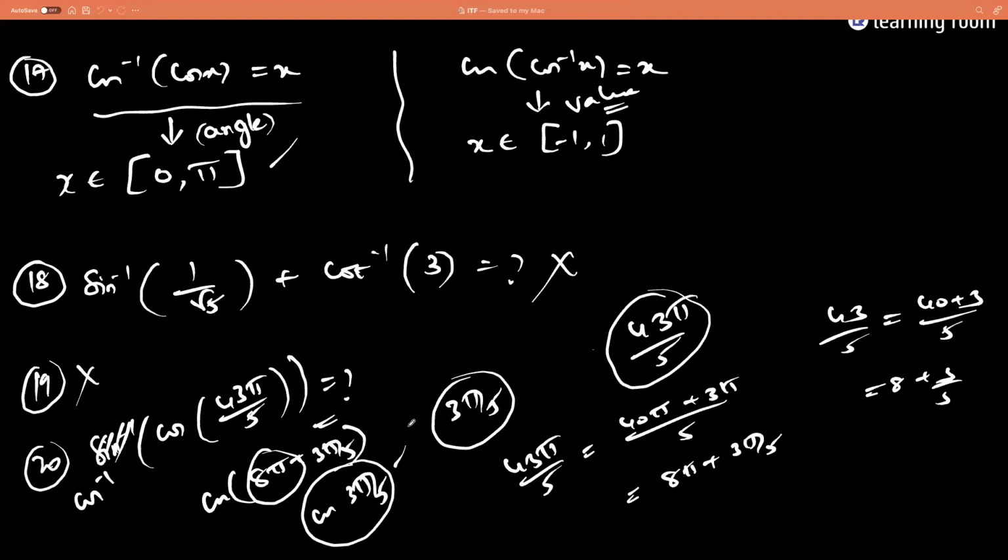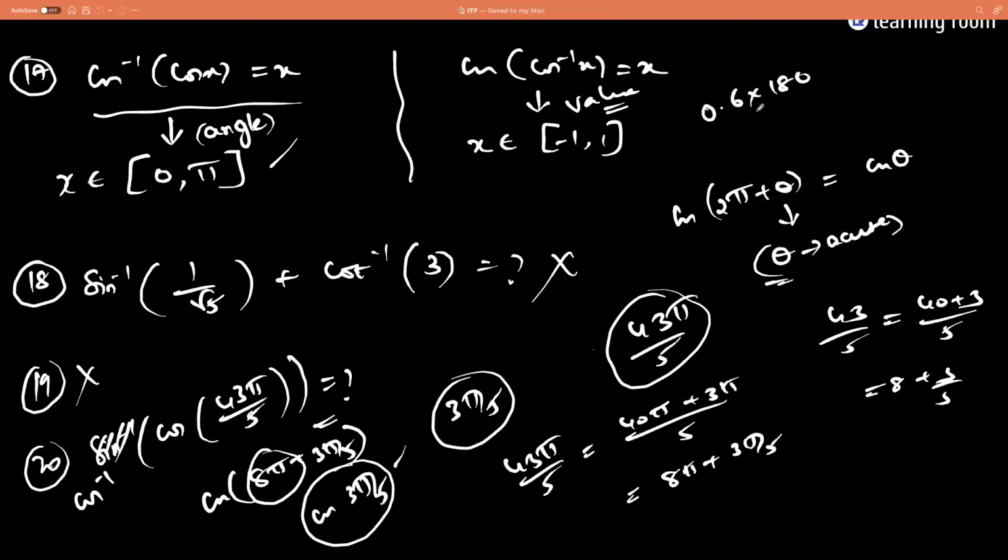Actually, wait a minute. It is not 3 pi by 5. What she asked is right. Because cos of 2 pi plus theta will be equal to cos theta only if the value of theta is acute. So 3 pi by 5, how much is it? 0.6 into pi. How much is 0.6 into 180? So 108 degrees it's going. It is greater than 90, so we can't apply that. What she asked is right. 2 pi by 5 only you should write it.